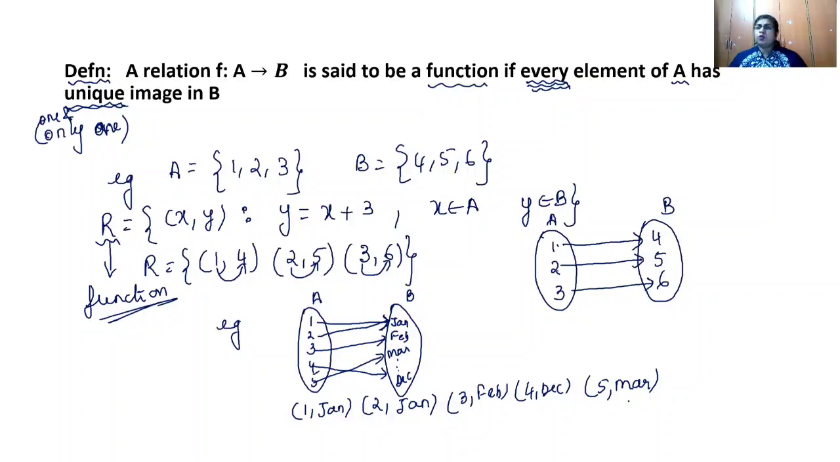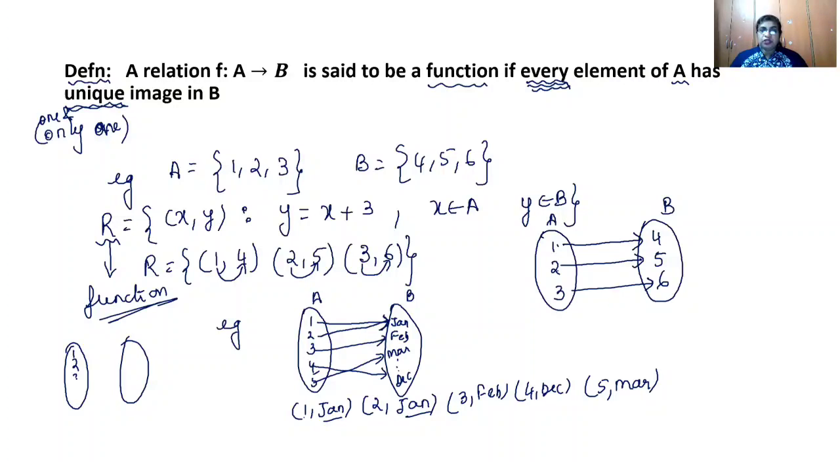Okay. Now, what is the definition telling us? Every element of the first set, that is 1 to 5, should have a unique image. Yes, they are having unique images, only one image. Understood? That is, image of 1 is January, image of 2 is also January. So what should come to our mind here is this type. For example, let me tell you when it cannot be a function.